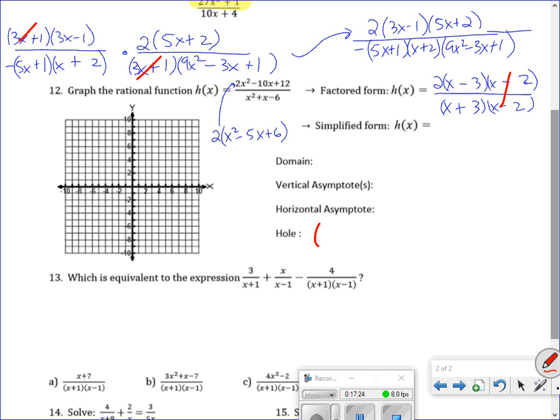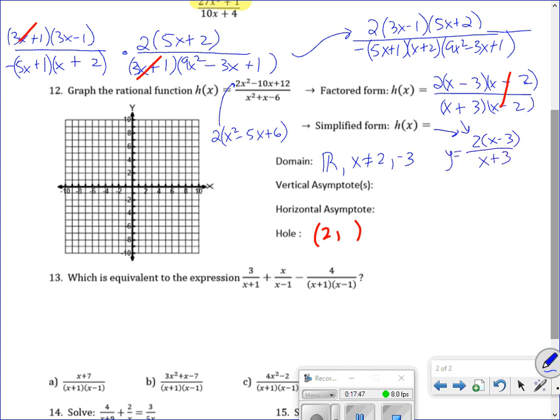Well, that's going to start creating a hole at 2. So when I write my domain, I'm going to say, hey, use any number you want, but don't use 2 and don't use negative 3. Well, the negative 3 stays in my problem because look at what I have left. If I write what I have left, I have 2 and x minus 3 over x plus 3. This is now my function.